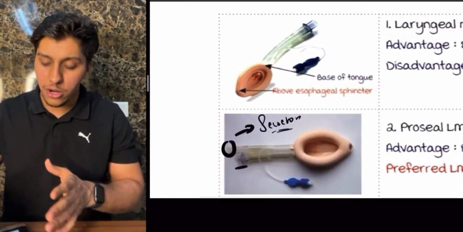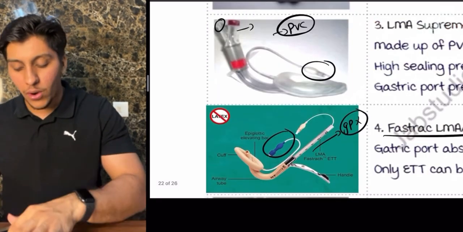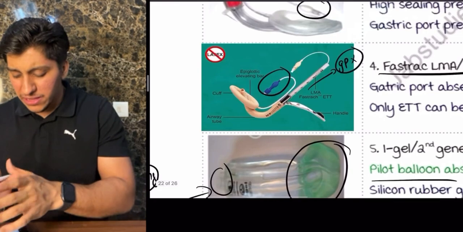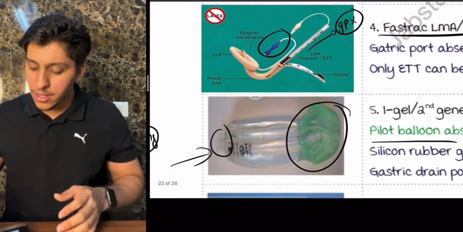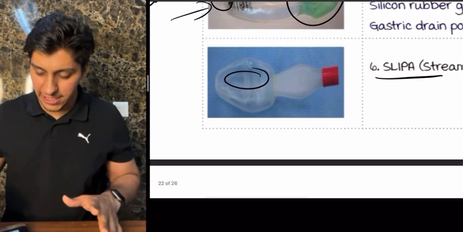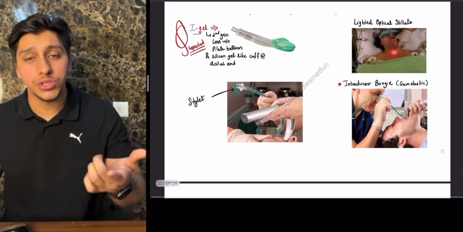One more time. The normal one is your LMA. If you have another secretion tube, that is your ProSeal LMA. You see this white type one with the tube and with the gastric port, that is going to be your LMA Supreme. Multiple tubes around and around, that is going to be a fast track. Green bottom, that is going to be iGel, and a gap in between, that is going to be a SILPA.